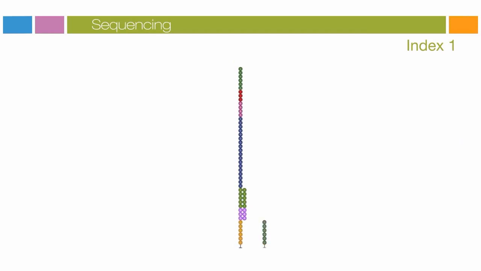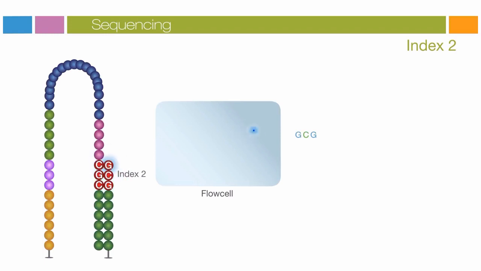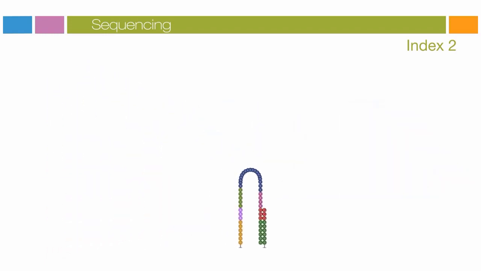After completion of the index read, the read product is washed off and the 3' end of the template is deprotected. The template now folds over and binds the second oligo on the flow cell. Index 2 is read in the same manner as index 1. Index 2 read product is washed off at the completion of this step.